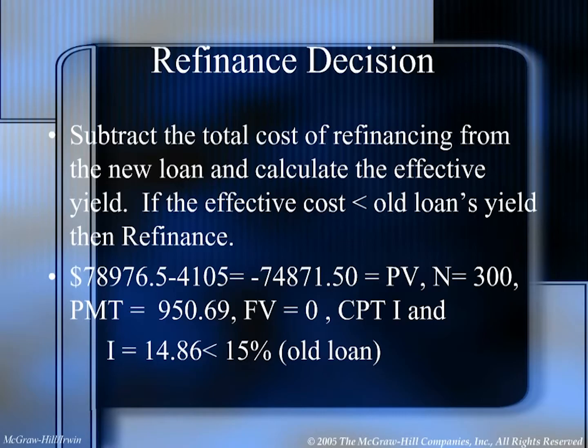N is 300, so it's a 30-year mortgage, but 5 years of it have already passed. We know the payment calculation was 9,950.69, and we know it says fully amortizing, and we compute the interest rate. We get an interest rate of 14.86, which is less than the current loan of 15%. So we find that the effective cost is less than the old loan's yield, and so we can refinance.